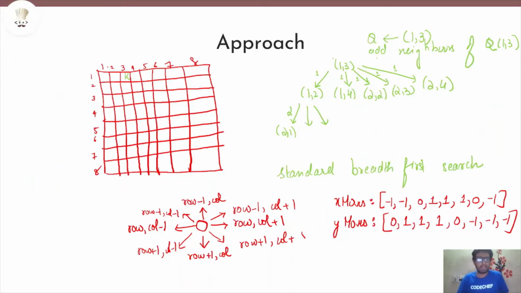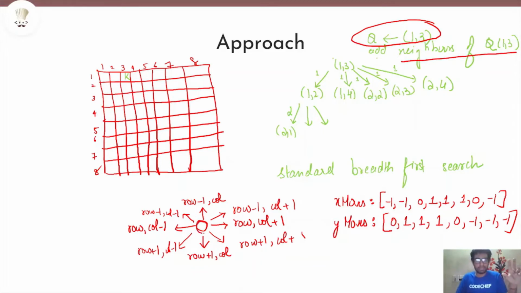Let's move on. In this given sample case, our king was located at 1, 3. I have an 8 into 8 chessboard like we discussed. Now, since my starting position is 1, 3, I am going to add all the neighbors of 1, 3. You might ask, what are the neighbors of 1, 3? This is not a graph problem, so how do we transform it into a standard BFS problem?